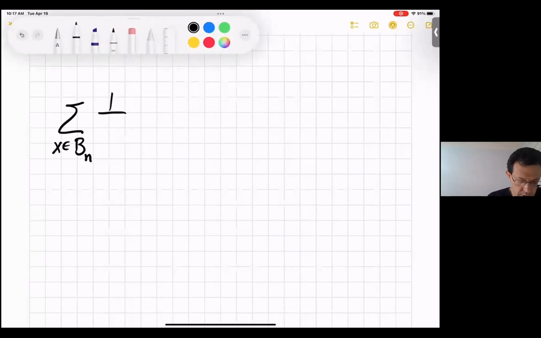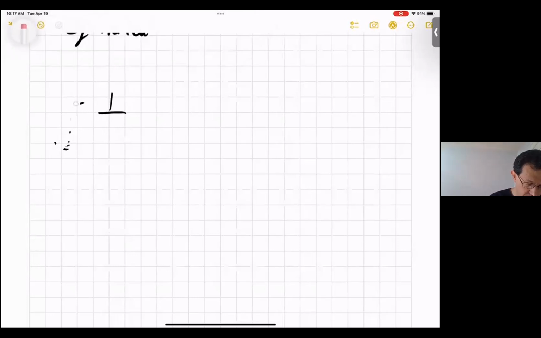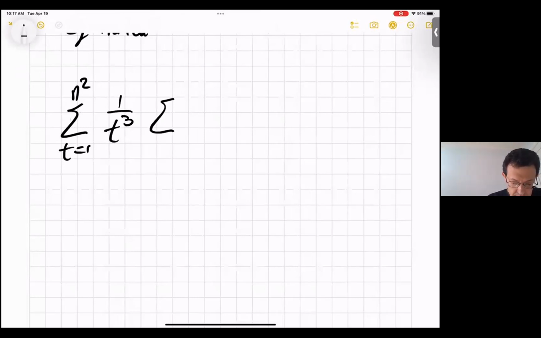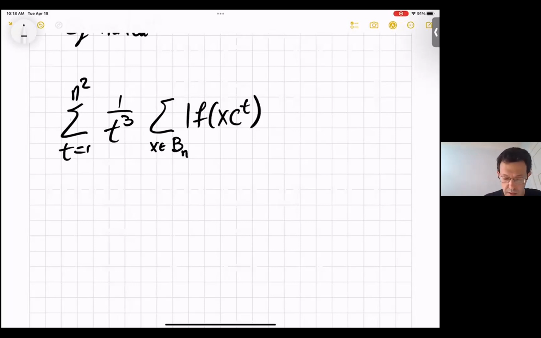And now you look at the sum, scales going from 1 to n squared, and now you look at 1 over t cubed, and now you look at this count, the sum over x in the ball of radius n of f of x times the central element to the t. This is just adding t to the z coordinate, minus f at x. This sum you raise to the power 4.